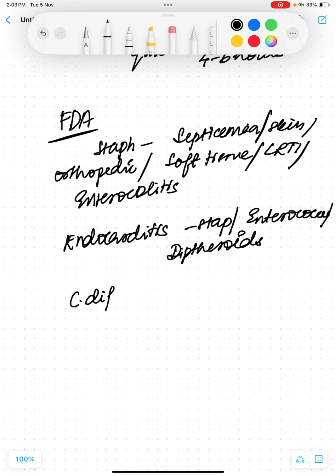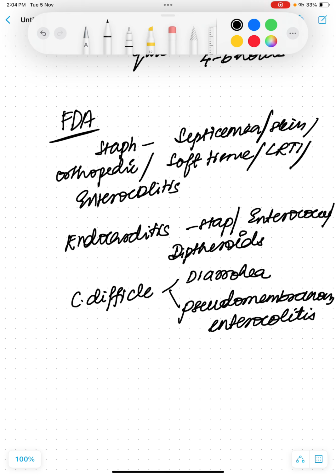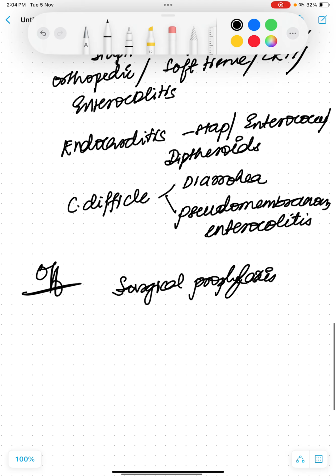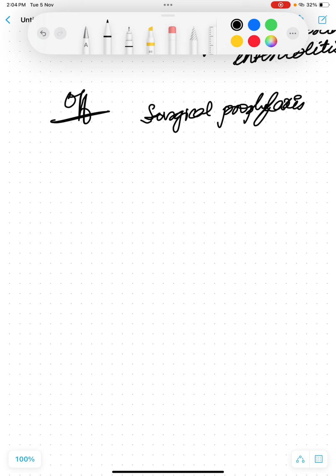It is also used in Clostridium difficile associated diarrhea, or pseudomembranous enterocolitis. The other off-label uses to remember: it is basically used as a surgical prophylaxis. Also in any community associated infections, bacterial meningitis, surgical site infections, intra-abdominal infections, community acquired pneumonias, catheter related infections. Right. Then let's talk about the adverse effects and the contraindications.